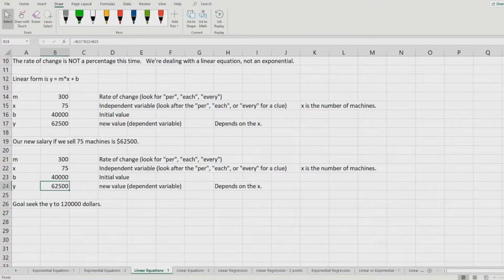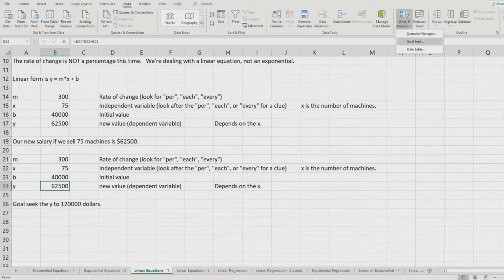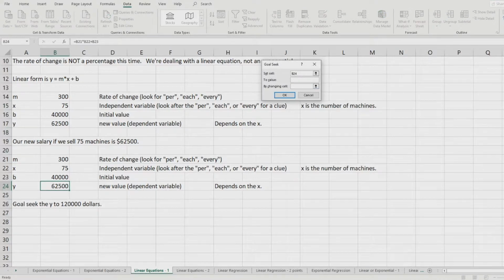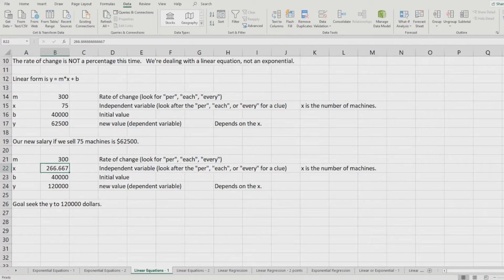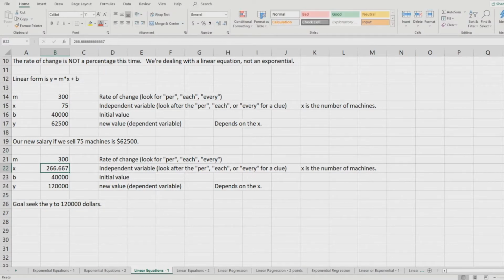First, we click on the y, the 62,500 that's there that we intend to change. We go to Data, What If, Goal Seek. In the middle box, we place $120,000 by changing the cell that it depends on. But as we've said, it depends on the x. So we click the number next to x and press OK. So once we press OK, the y changes to the correct number, and the x becomes 266.667. This is going to be our answer.